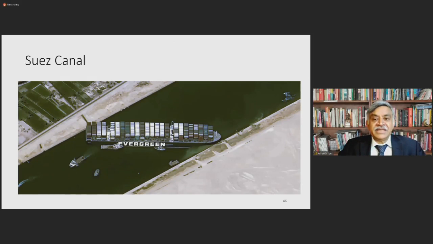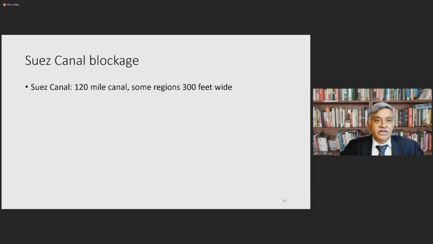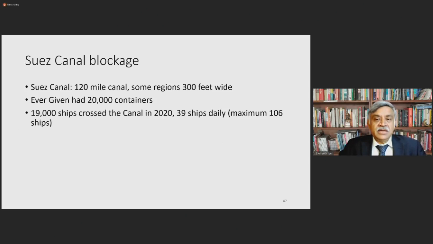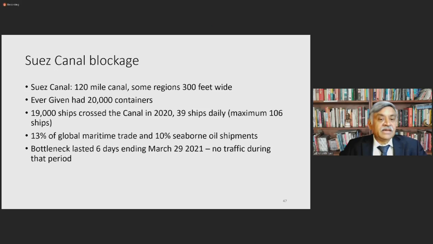So let's look at the Suez Canal. If I just show you this picture of this ship in the Suez Canal, you realize that once this ship is blocking this canal, very little else can move along. So let's talk about the Suez Canal blockage. The Suez Canal is 120 miles long, and some regions are 300 feet wide. This particular ship had 20,000 containers. Just to give a quick idea, about 19,000 ships crossed the Suez Canal in 2020, 39 ships daily with a maximum of 106. And of course, you realize the volume of global trade that goes through the Suez Canal.